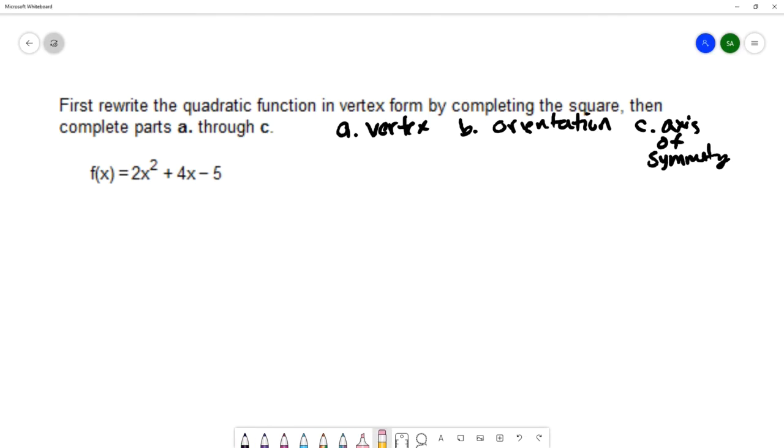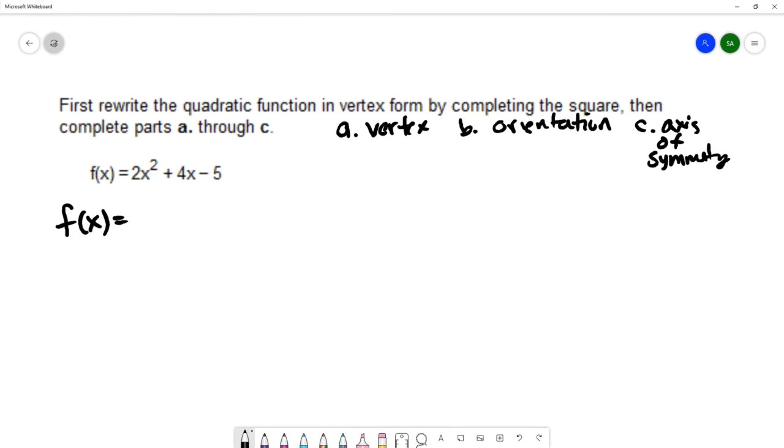We want to rewrite the quadratic function in vertex form using completing the square. And then in parts A through C, we want to find the vertex, the orientation of the graph, and the axis of symmetry. The function that we're working with is f of x equals 2x squared plus 4x minus 5. And we want to use completing the square to write this in that vertex form.